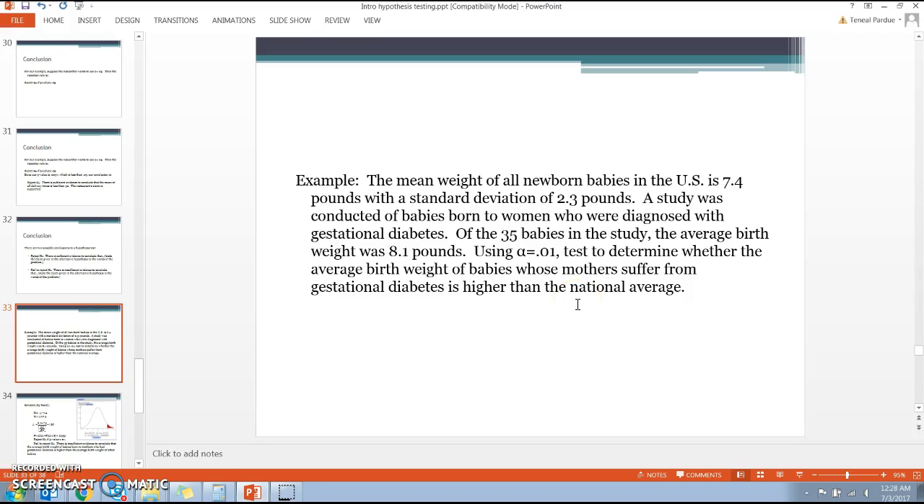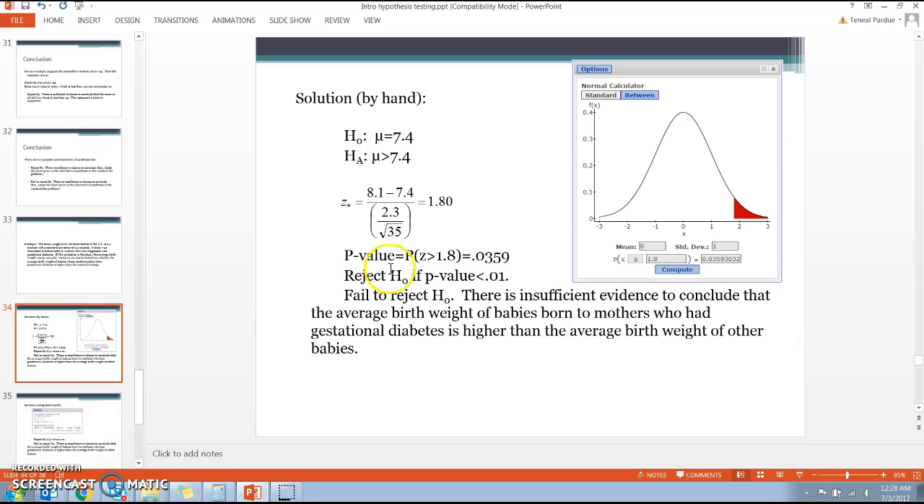And suppose we have 35 babies who were born to women who were diagnosed with gestational diabetes. Of those babies, we found a larger birth weight, and we want to test whether the average birth weight for babies whose mothers have gestational diabetes is higher than the national average. So if we do this by hand, we've got mu equals 7.4 for the null hypothesis, mu greater than 7.4 for the alternative hypothesis.